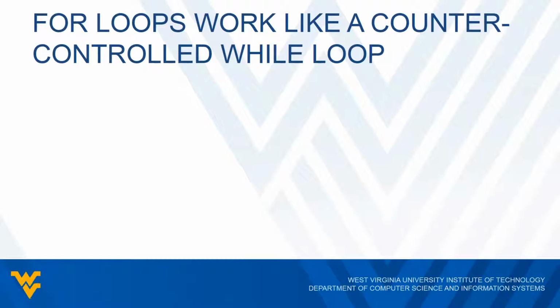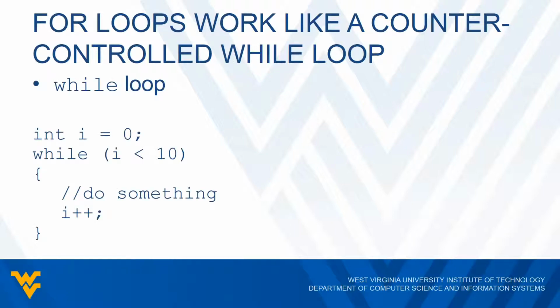Now, our for loop actually works just like a counter control while loop. In fact, they're primarily used for counter control type loops. So we can compare it with our while loop. So here's an example of a while loop that uses the counter controlled approach. So we have our int i is 0. So our initialization is that we're setting i to 0 here. We check to say as long as i is less than 10, so our condition is here. And then we do something in the loop, and then finally we update i by incrementing it by 1.